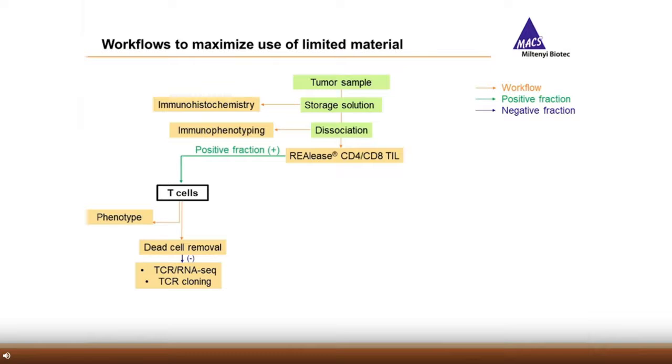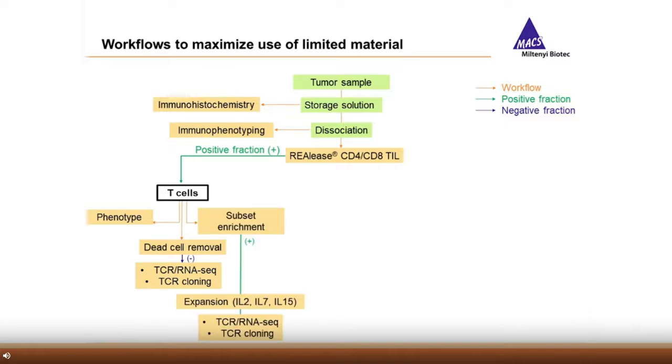to obtain cells with high viability, which is required for downstream applications such as single-cell immune profiling and RNA sequencing, or even be used, for example, for further magnetic subset enrichment, followed by in vitro expansion and further analysis. The negative fraction from the T cell isolation can also be used.